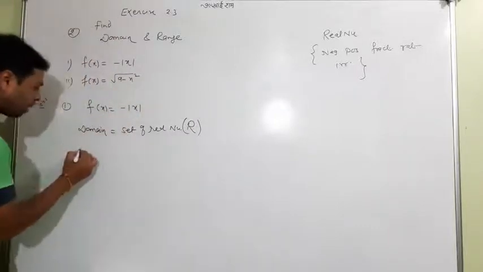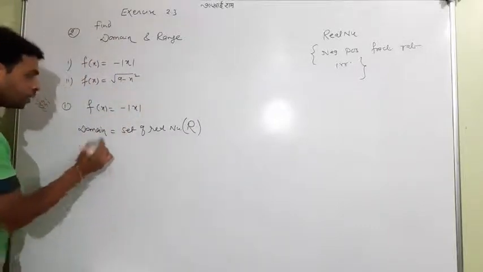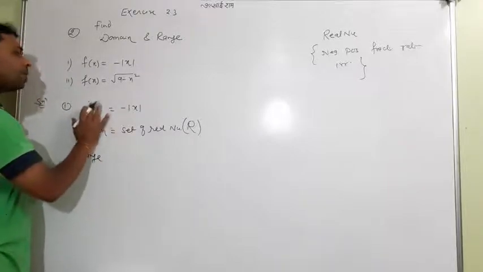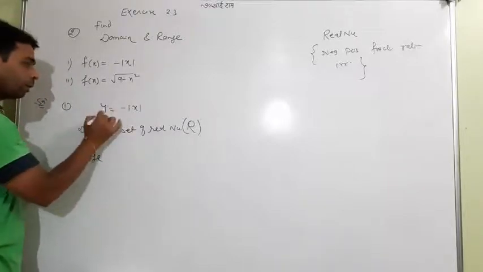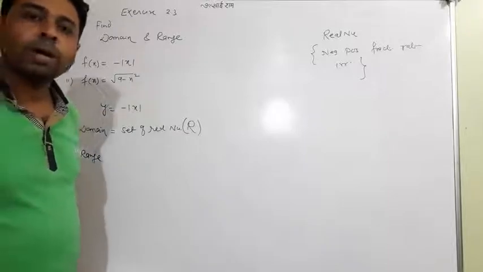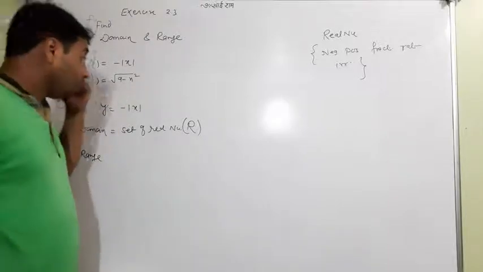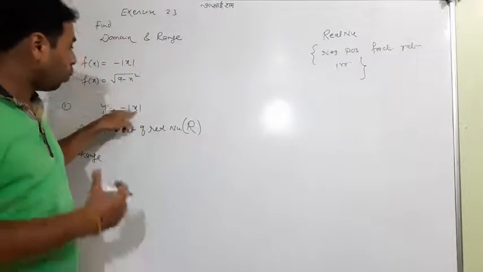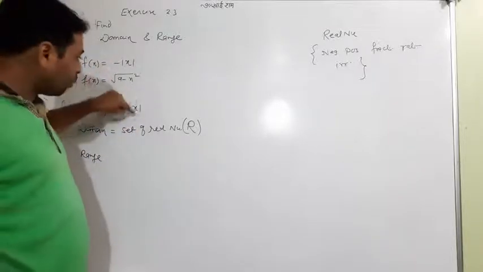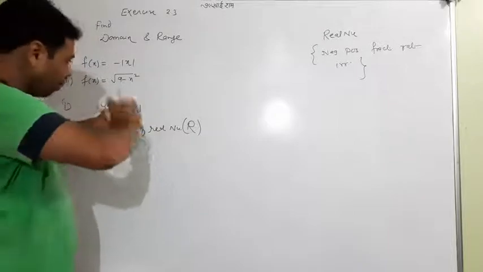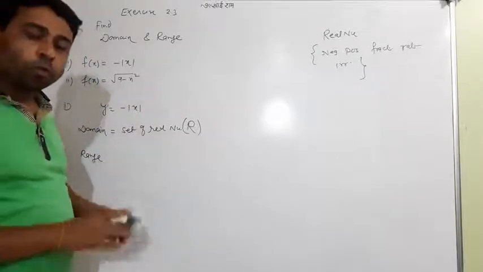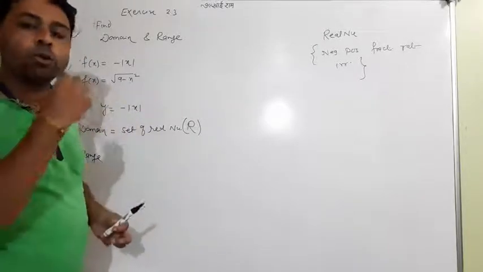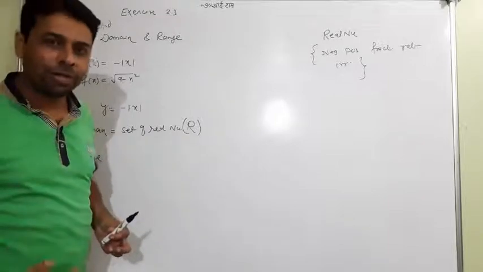Now the next thing is range. Actually it is not f of x, it is f of x, but it is also written y. So when you can put all real numbers instead of x, what you will get is y. After putting any number instead of x, what you get is y. So the set of those answers will be your range.